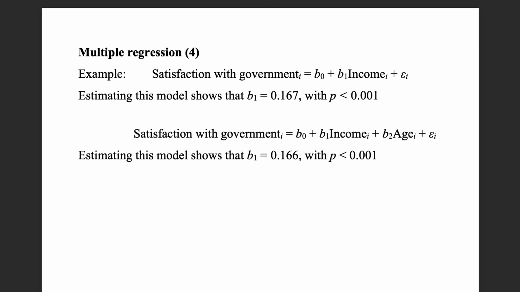Well, just estimate a new model and not just include income as an independent variable, but also include age. So we're including age as a variable in our model. So we get a second regression coefficient for that age variable. Very strictly speaking, we would say age in this case is a control variable because we don't have a hypothesis about age, but we want to use age as a control variable because we know that age is a potential confounder in the relationship between income and satisfaction with government.